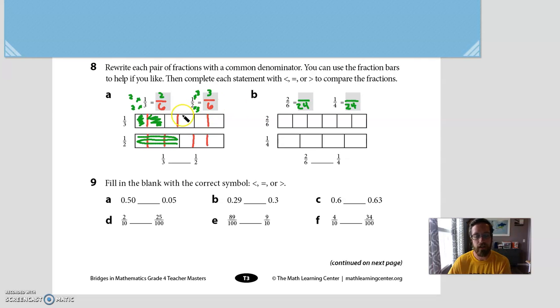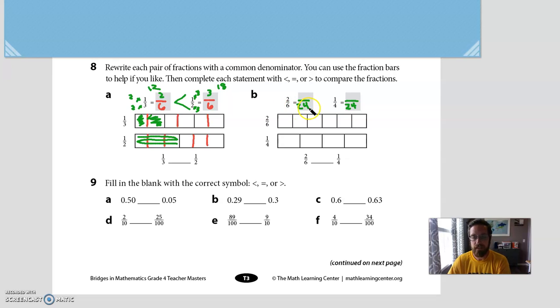Oh, and then it says compare. Well, 2/6 is less than 3/6, as you can tell in the picture. Or again, cross multiply. 3 times 6 is 18, and 6 times 2 is 12. 12 is less than 18. Okay, sorry, now let's switch back over here.